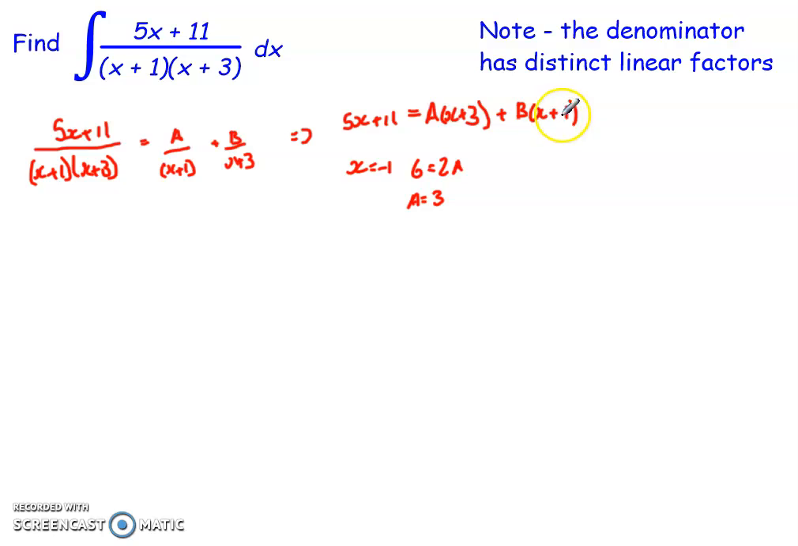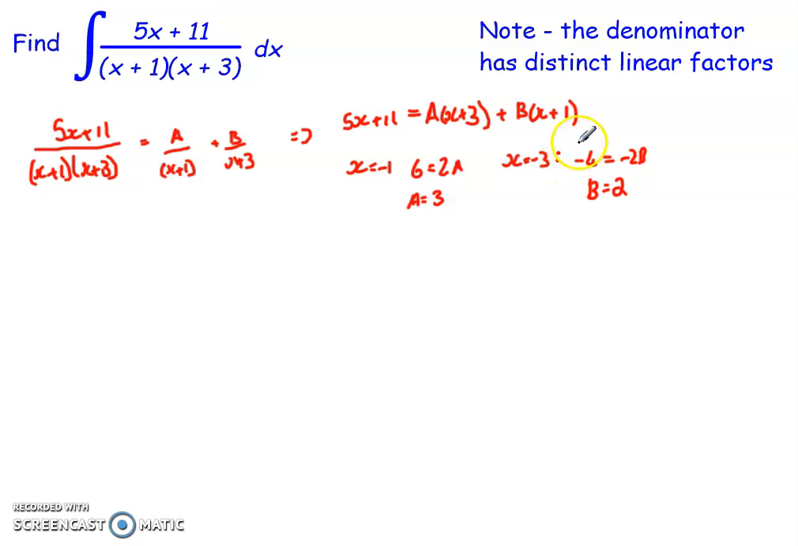I could do similar for this second one here by choosing x equals negative 3. So if I take x equal to negative 3, I get negative 15 plus 11, so that gives me negative 4. This bracket will disappear. I've then got negative 3 plus 1, so I get negative 2B. What that then means is that B equals 2.